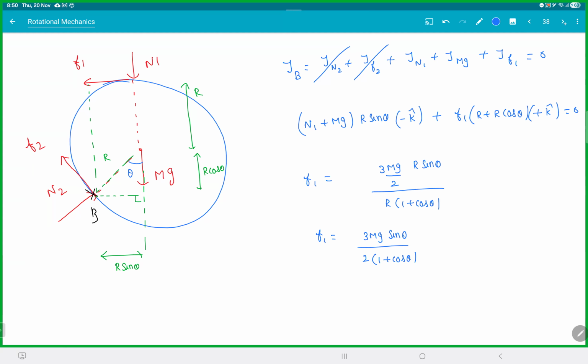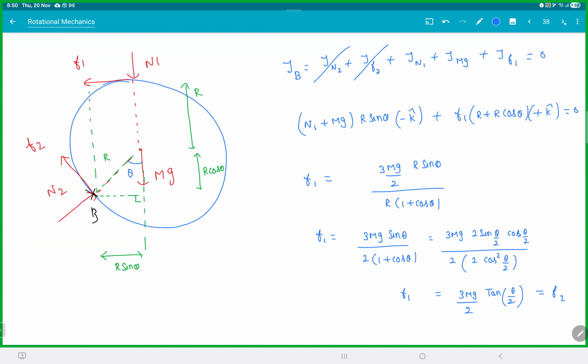You can simplify this further. You can write sine theta as 2 sine theta by 2 cos theta by 2 and 1 plus cos theta as 2 cos square theta by 2, and then you'll get tan theta by 2. You can play around. That would be 3 mg by 2 tan theta by 2. This is your F1, and this will also be equal to F2 because we proved it just now. Perfect. Now we need to find still N2.